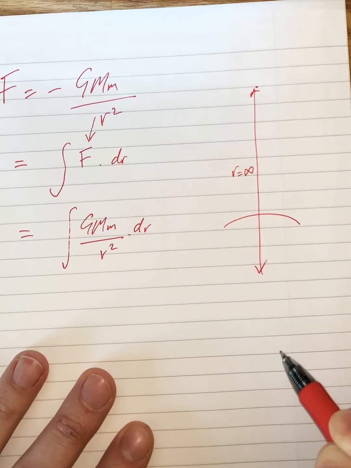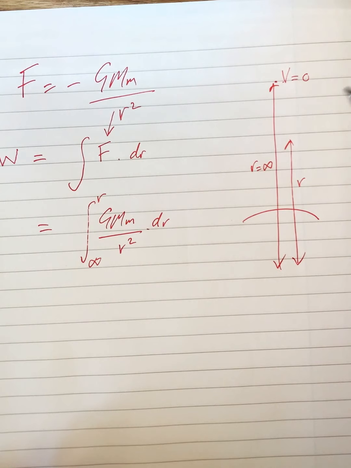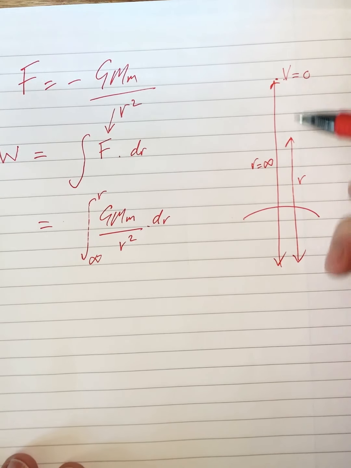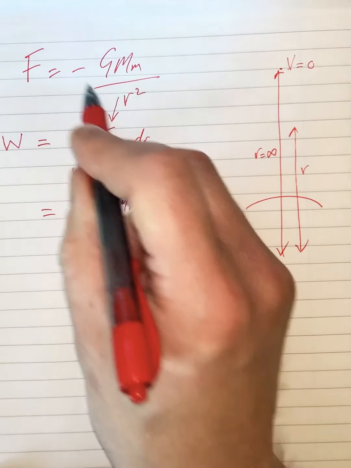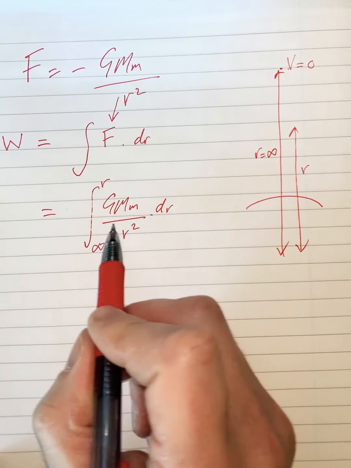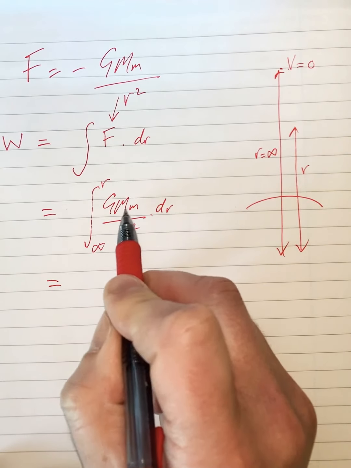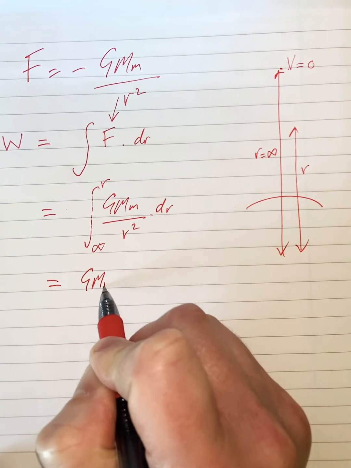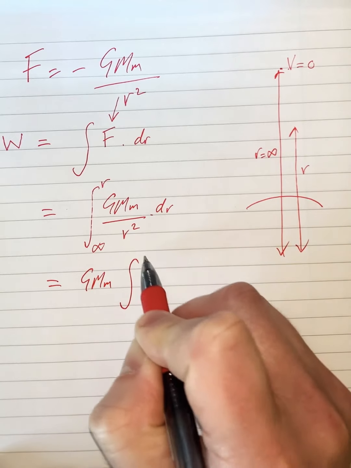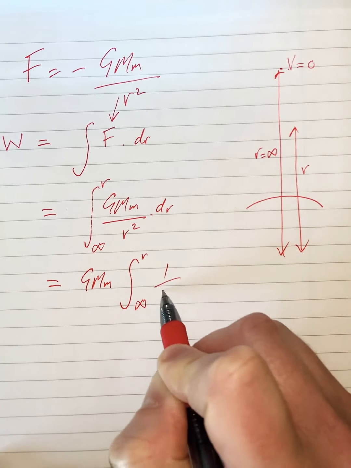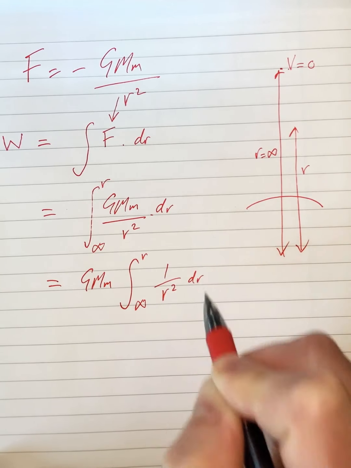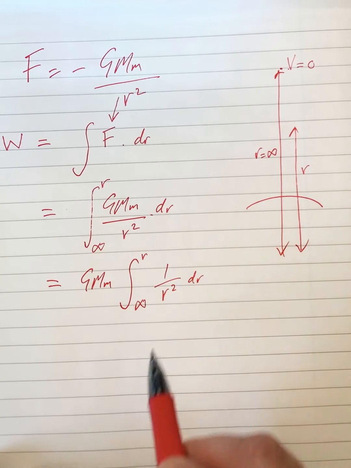And actually, the force required to do that is what the field's doing. So that's our force. Okay, so I've taken that negative out. Right, so let's simplify this by pulling out any constants. So G, M, m can come out. And so we are integrating 1 over r squared with respect to r between the values of infinity and r.